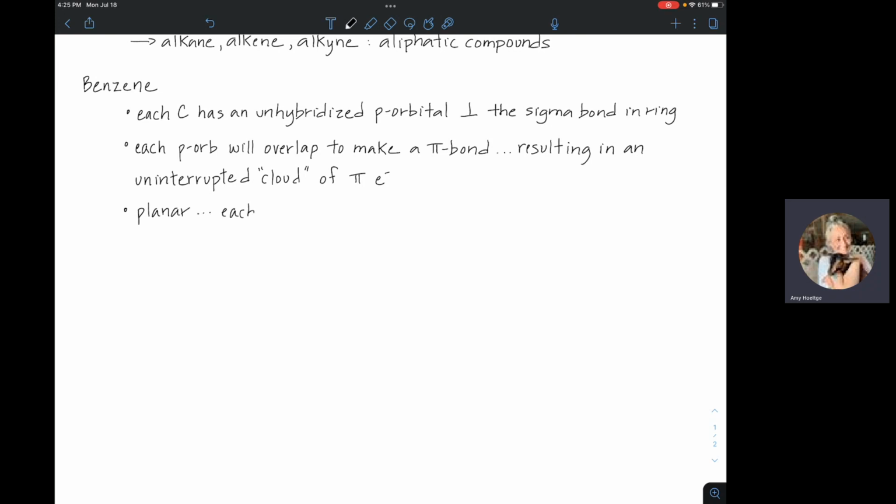So each carbon is sp2 hybridized. And the other thing that we notice is that the pi cloud contains, and we'll get into the criteria for aromaticity in a sec, but the pi cloud contains an odd number of pi electron pairs. Not an odd number of pi electrons, but an odd number of pi electron pairs.